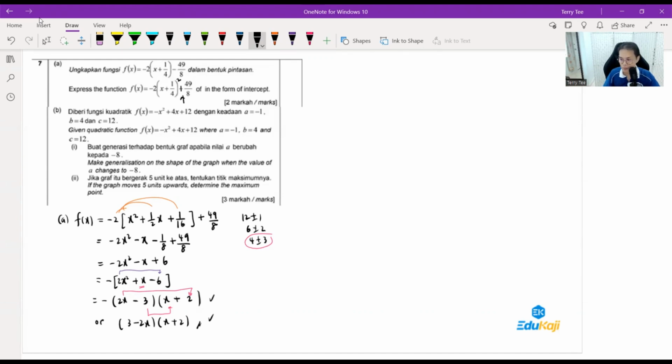Okay. Now let's look at part B. This is a different question altogether. Your quadratic function f(x) is now negative x squared plus 4x plus 12, where a is now negative 1. So make a generalization on the shape of the graph when a changes to negative 8. Now we know this is a maximum graph, but this one is probably something like this. You don't have to sketch accurately.